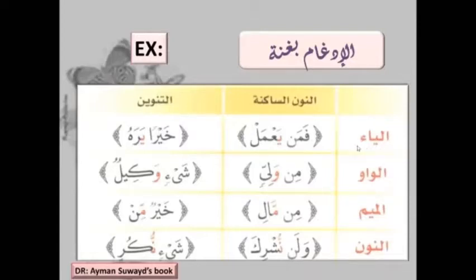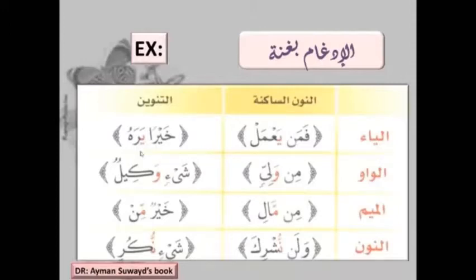First one is الياء. فمن يعمل، خيرا يره. For the واو, من ولي. من ولي, if I stop on it. Here, شيء وكيل. شيء و. So when I go for the واو or when I go for the ياء, no more غنة.